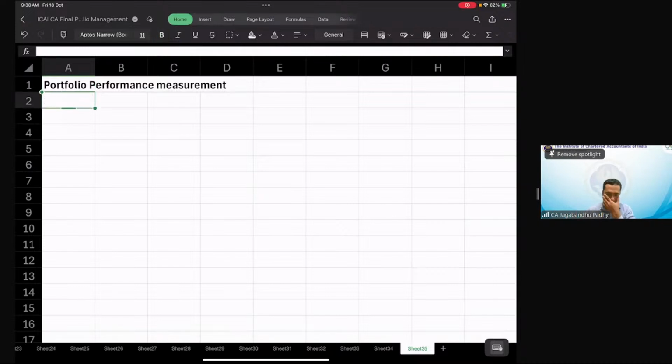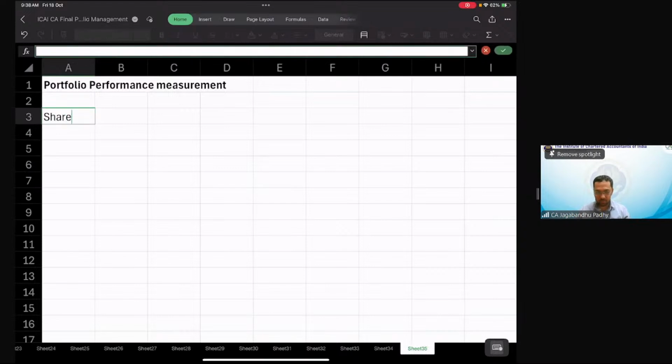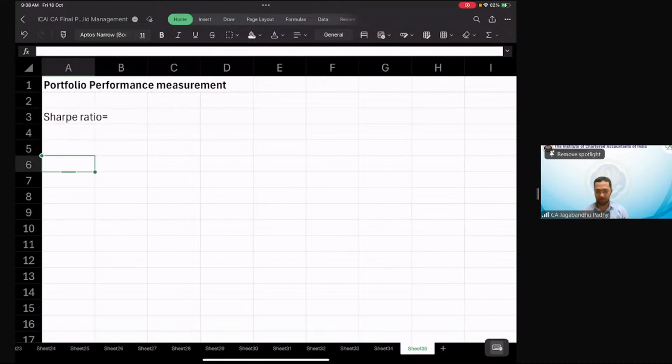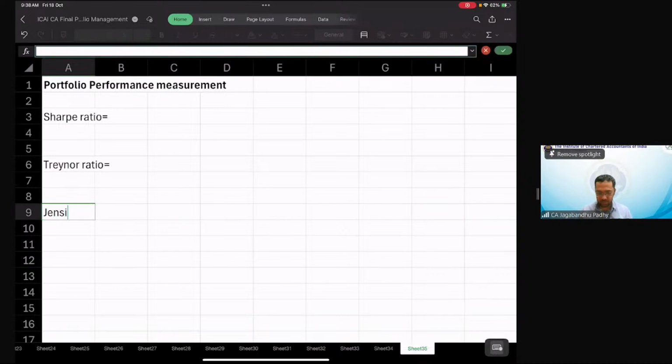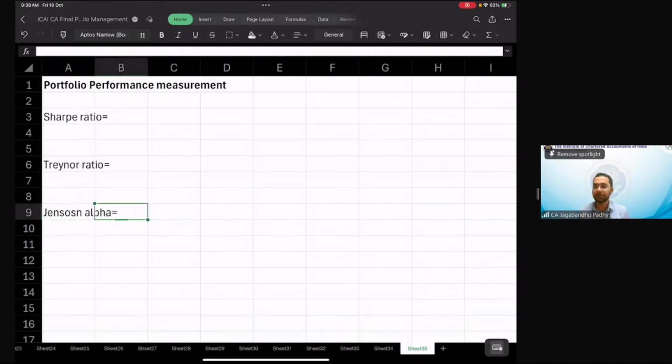So there are certain performance measures that we have. First one is Sharpe ratio. Then we have Treynor ratio, and then we have Jensen's alpha. Sharpe ratio, Treynor ratio, and Jensen's alpha.